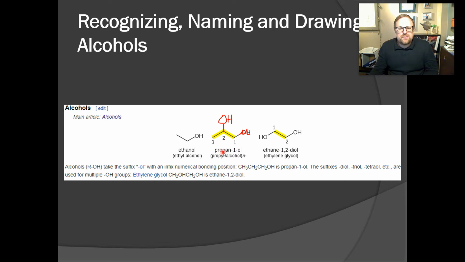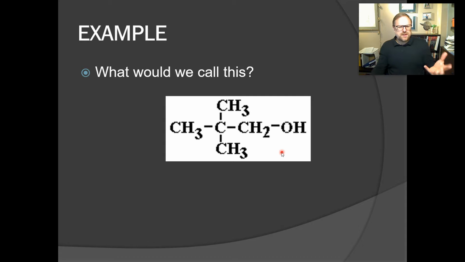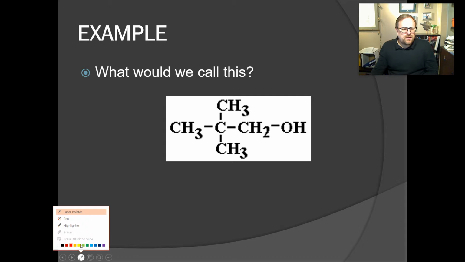So instead of it being propan or ethan 1,2 diol, when we have 2 or more, we have to add that E there to make it ethane 1,2 diol, etc., etc. Okay, so I hope that made sense for you. Let's just see if we can sort this one out together. If you want to try it on your own, you can. I'm going to just continue on along the way here and work my way through this.